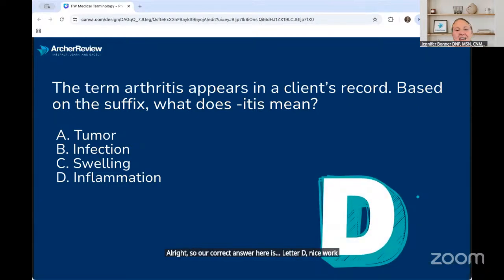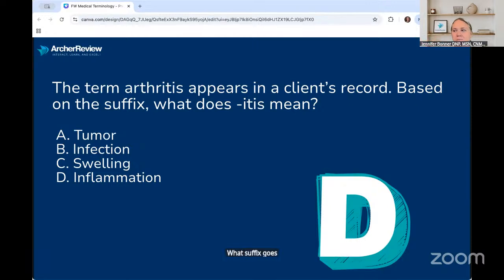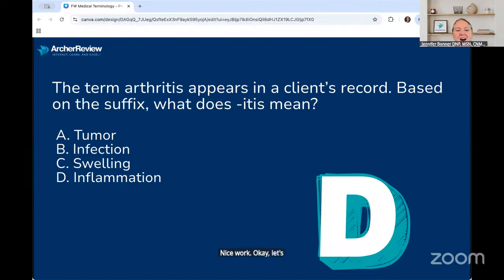Nice work. Okay. Letter A was tumor. What suffix goes with tumor? Hemangioma. You got it. What about infection? Itis. Nice work. And what about swelling? Swelling is a sign of inflammation, but it's not the direct meaning of itis. Nice work. Okay, let's look at our final multiple choice question.